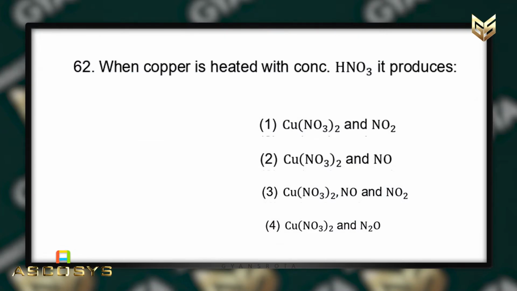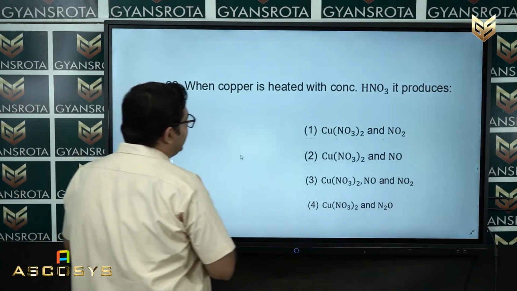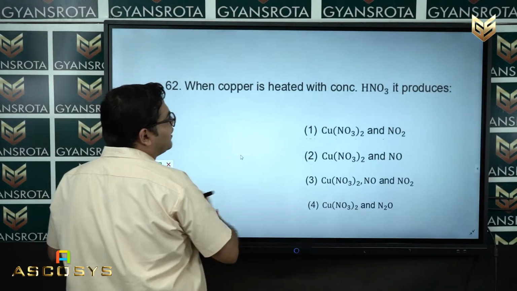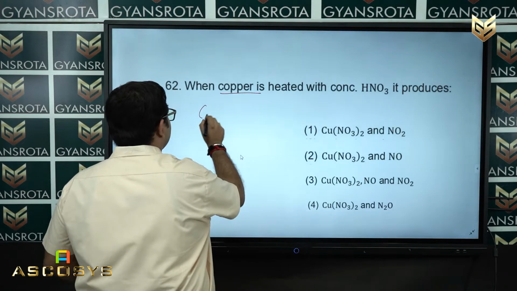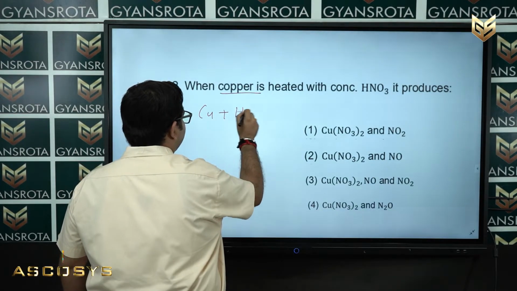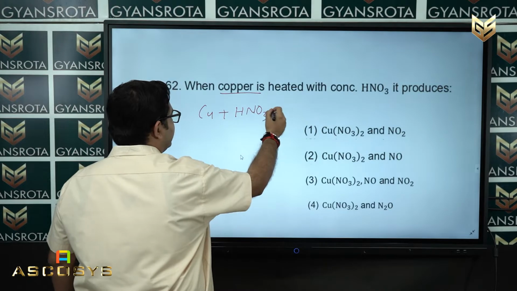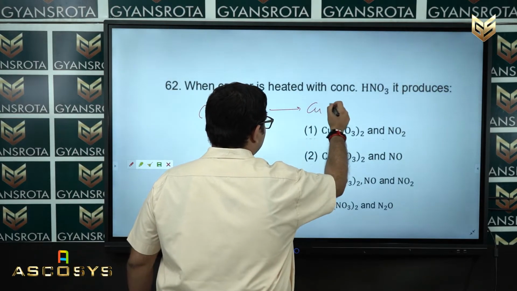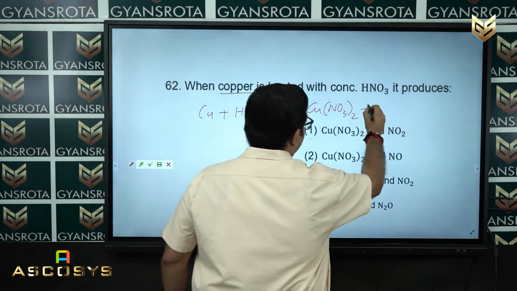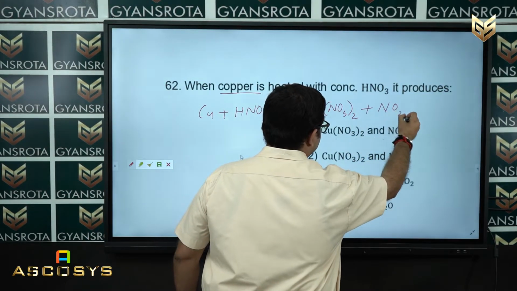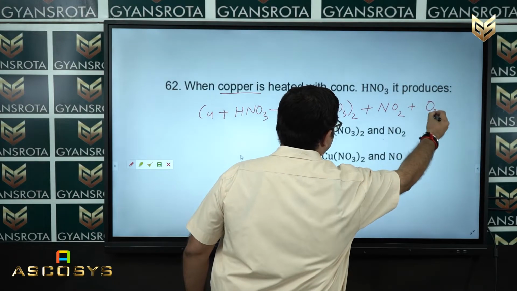When copper is heated with concentrated nitric acid, it produces. Now we are moving to the solution part. This question basically comes from the D and F block elements of your class 12 NCERT. If you see, when copper reacts with nitric acid, it will give you copper 2 nitrate plus nitrogen dioxide plus H2O.